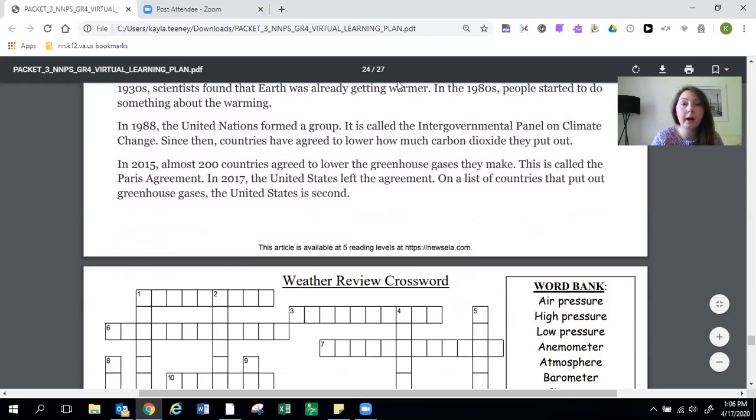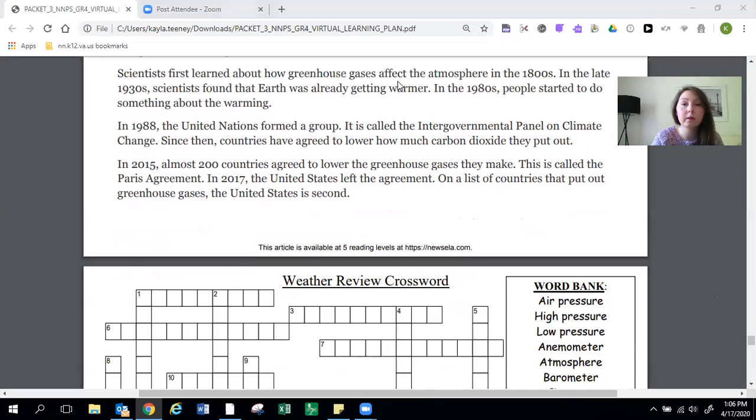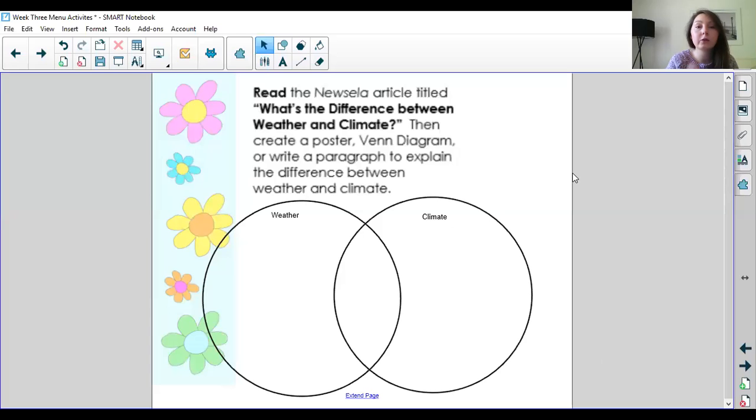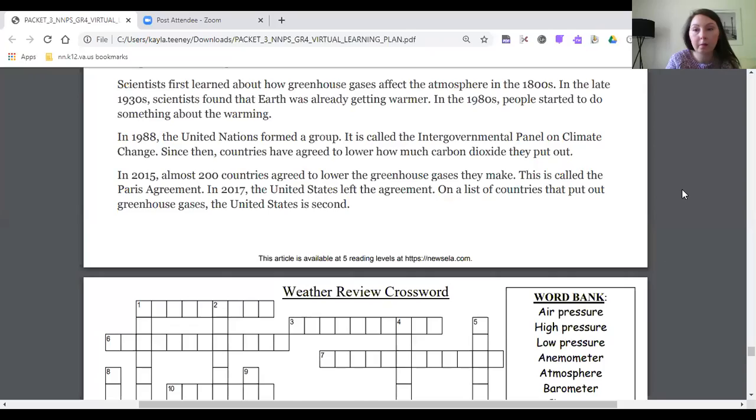So now we're going to look back at what we are supposed to do with this article. The directions tell us that we are to read the article, so we did that. Then create a poster, a Venn diagram, or write a paragraph to explain the difference between weather and climate. So in each of my circles, I am going to put what these words mean. For weather, I'm going to look back into the article. So let's go back and find something to write about weather.